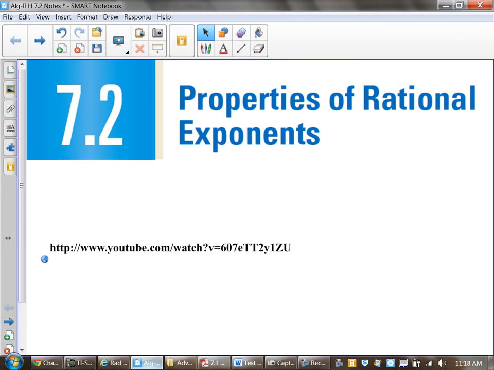We dealt with them in terms of integer value exponents, so it was nothing too crazy. What we're looking at today is taking this a step further. We're going into rational exponents. All the properties we've looked at before hold true. None of those have changed, but we're going to start working with fractions.